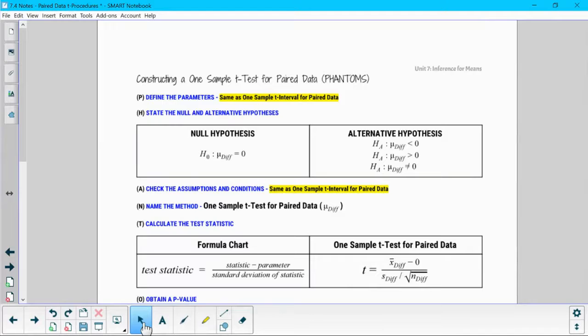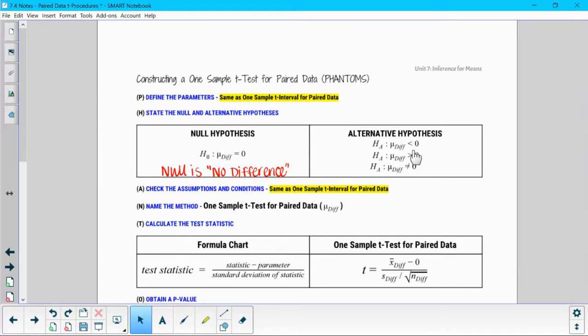Now let's look at the one sample t-test for paired data, going through the steps of phantoms. Now, defining the parameters is going to be exactly the same as it was for the interval. We do have to state a null and an alternative. Remember that the null is always the claim that there is no difference. So the calculated differences would be equal to 0, meaning that both populations are equal to each other. So mu of d is equal to 0, and this is what we're always going to write it as. It's never going to change the value.